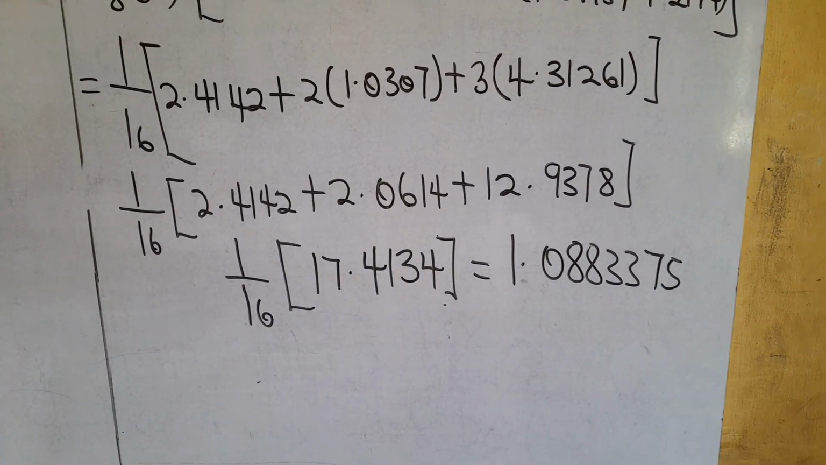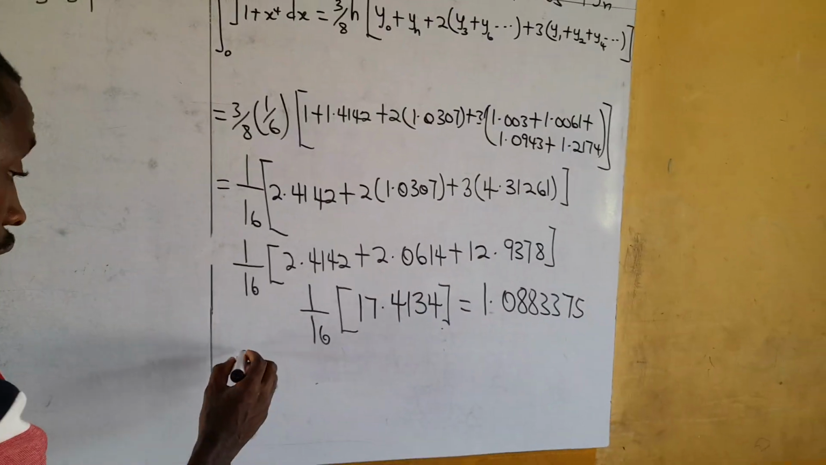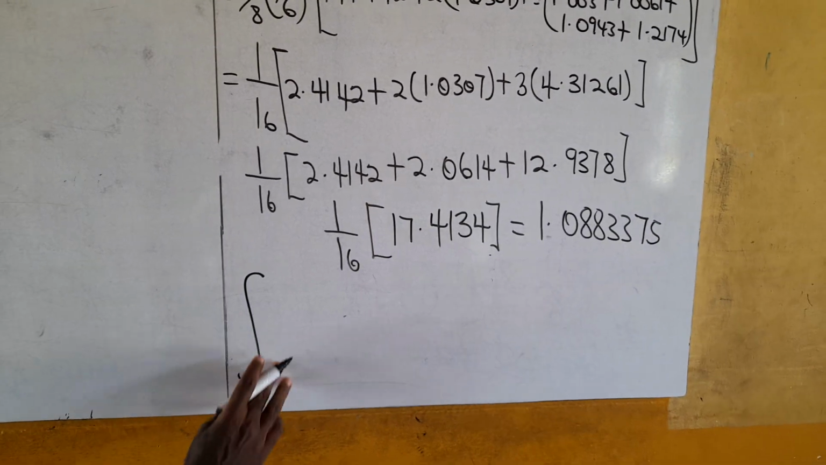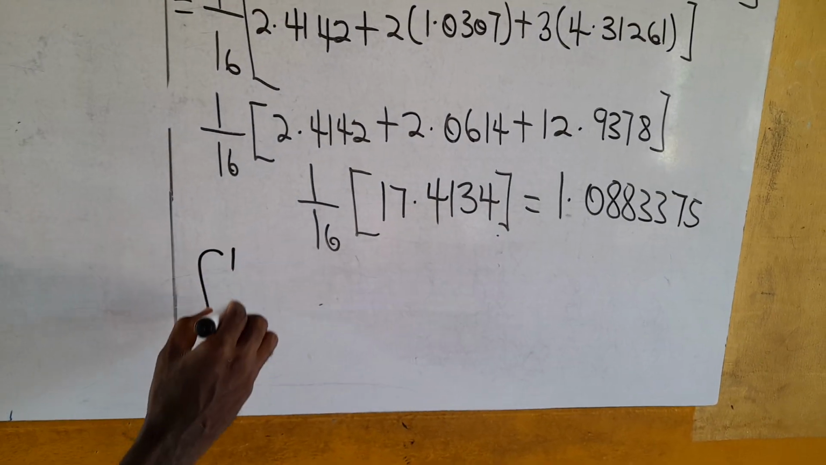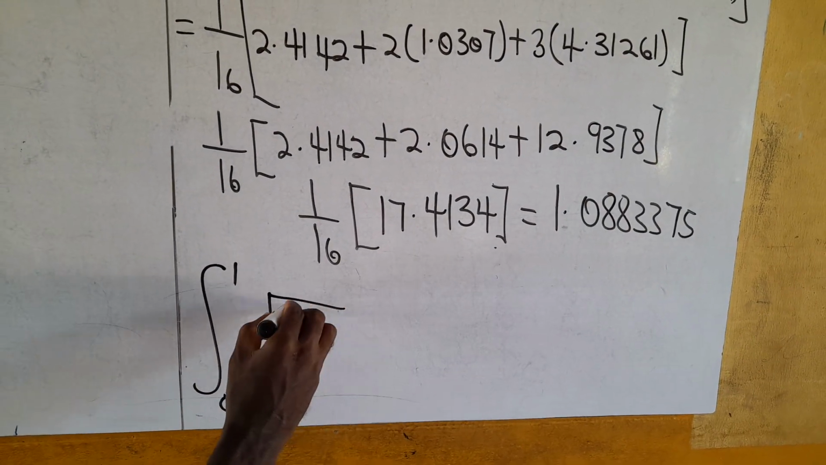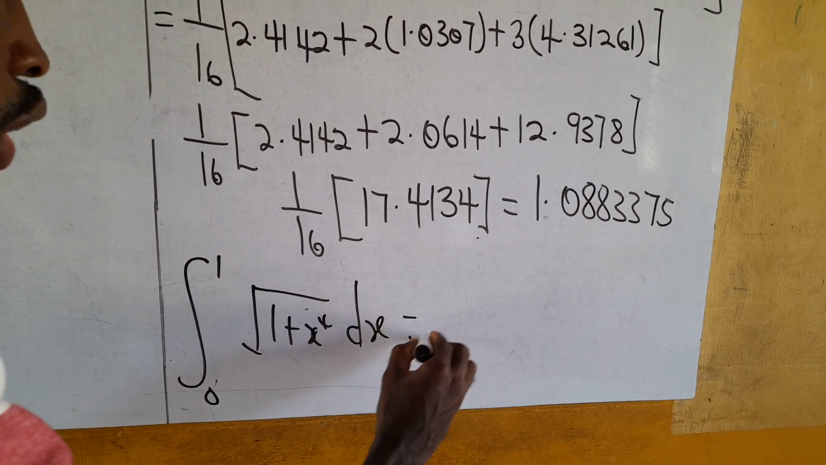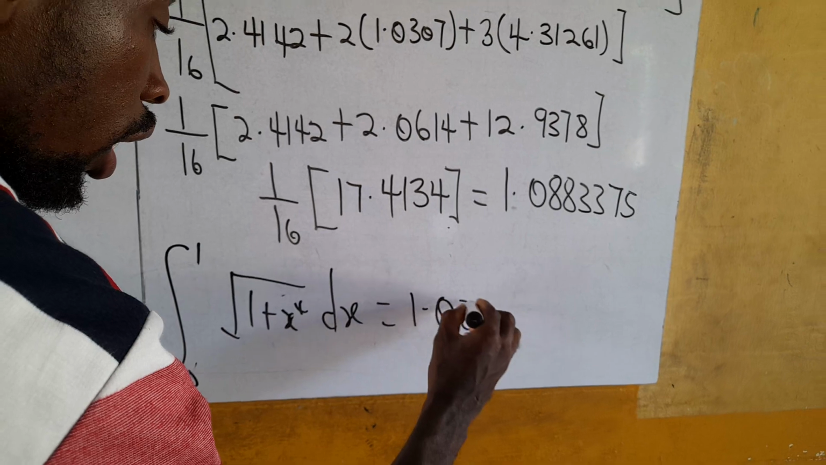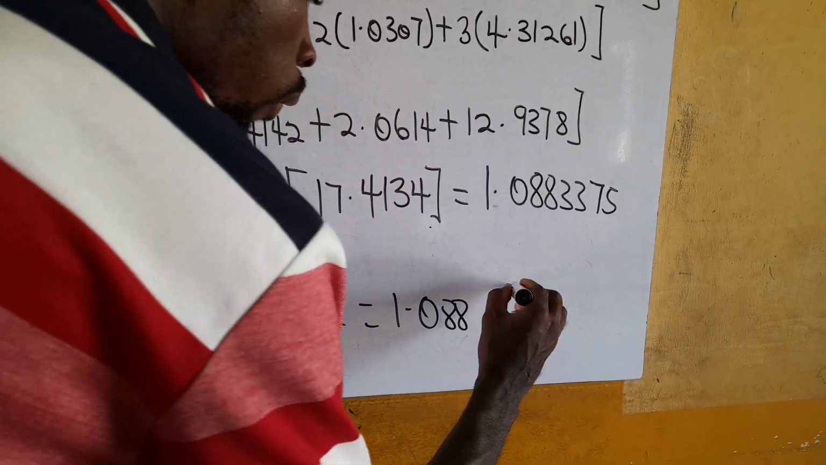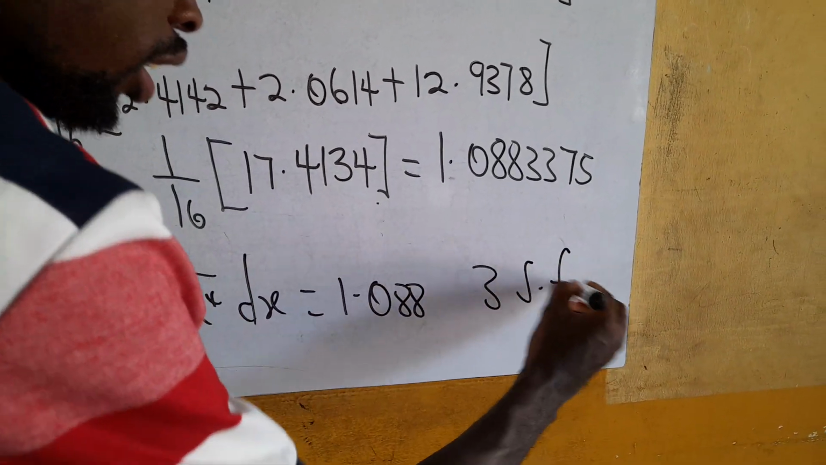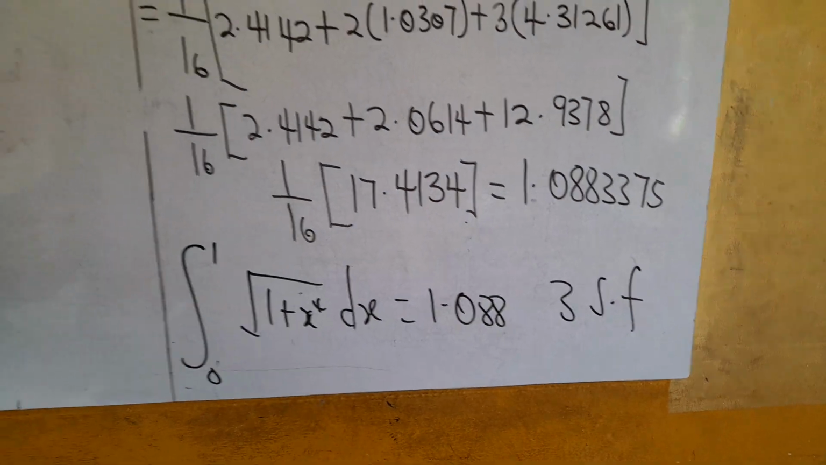1.0883375. So we can say that the integral spanning from 0 to 1 of the function square root of 1 plus x exponent 4 dx will be equal to 1.088, correct to 3 significant figures. I hope you get that.